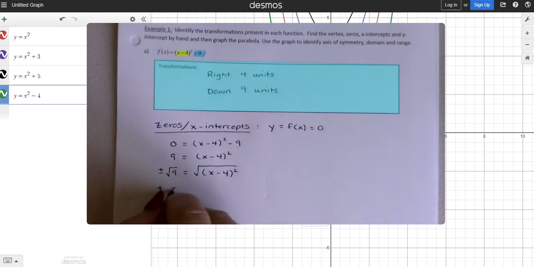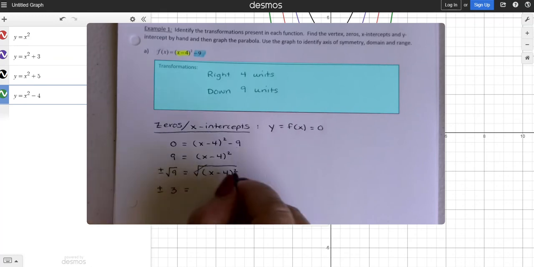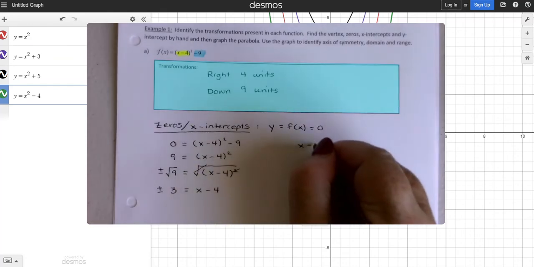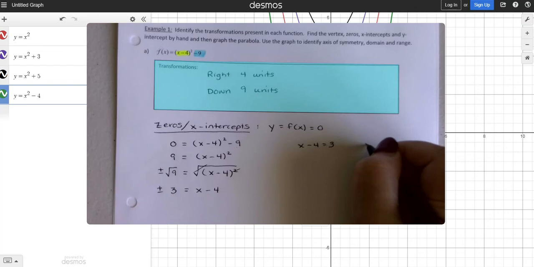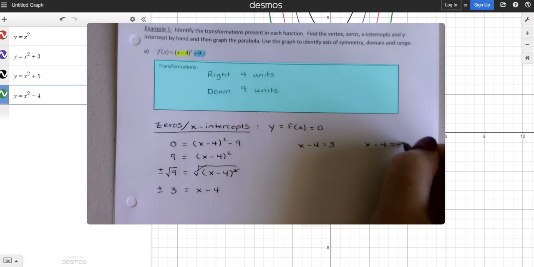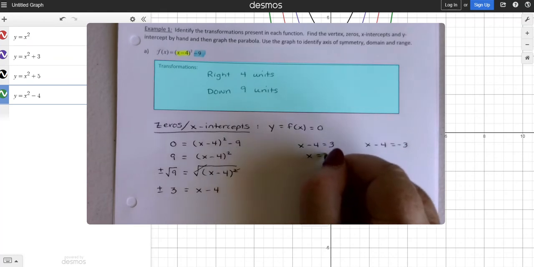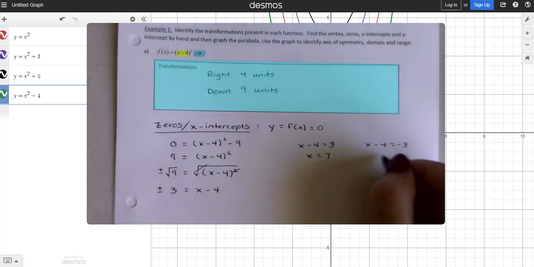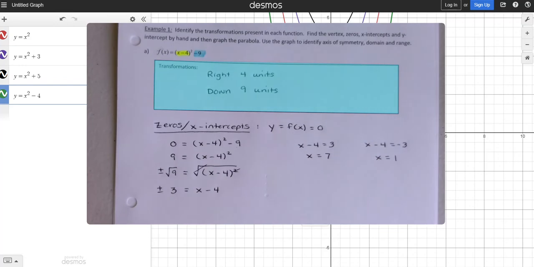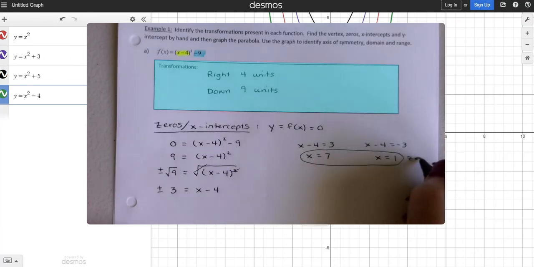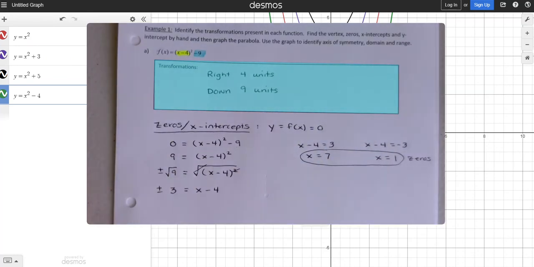It's plus or minus 3 equals x minus 4. So either x minus 4 is positive 3 or x minus 4 is negative 3. This is going to give me x equals 7, and this will give me x equals 1. Okay. Those are the zeros, the values of x that make the function equal 0.